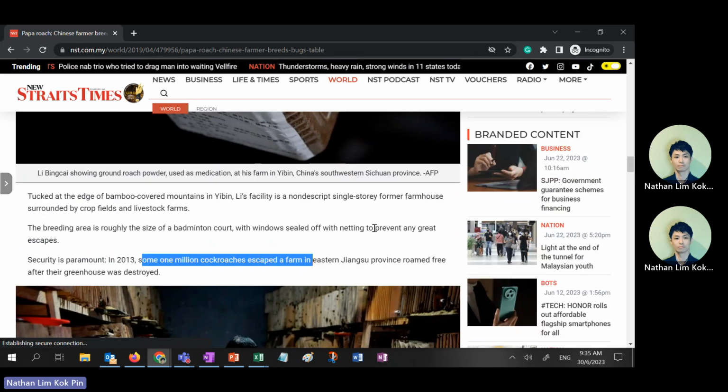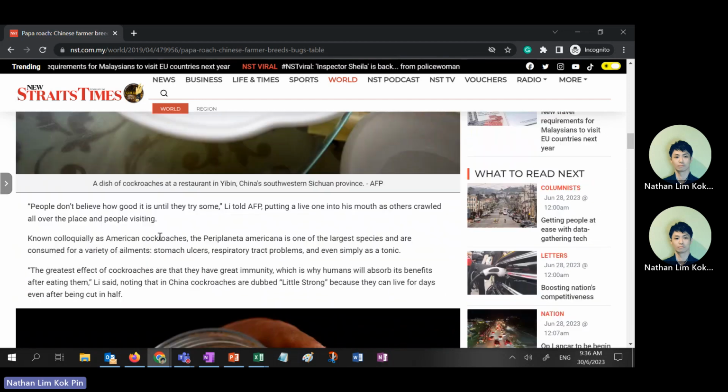Okay, no barriers. Why no barriers? Very quick, right? If you want to rear one cockroach, you don't even need to buy cockroach. Just catch one from your house. Then one cockroach can give birth to how many? 1 million? I sell to 1 million cockroach. Sell to who? Pharmaceutical company.